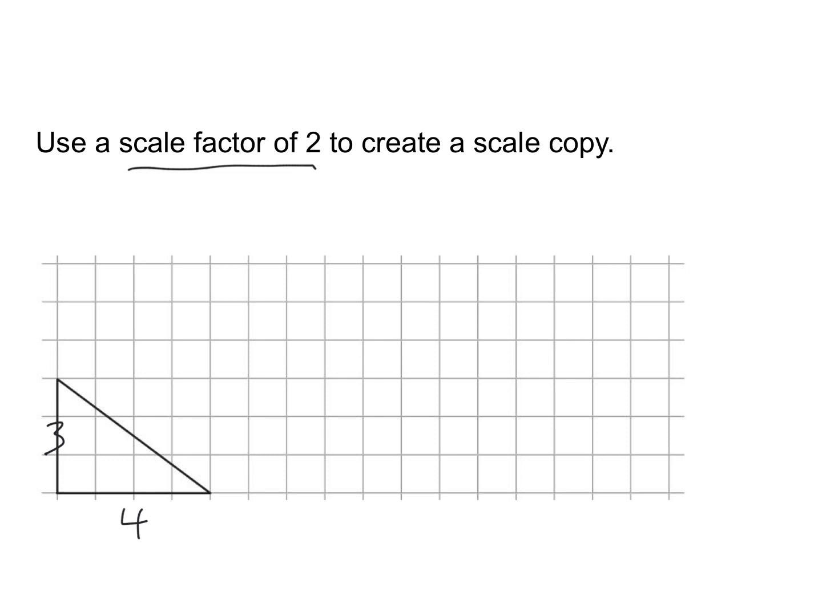So we're going to multiply by 2. So 4 times 2 is 8. So my bottom leg is going to be 8. And then my vertical leg is 3. So that's going to turn into 6. And then finally, I'm going to connect the two legs of my triangle.